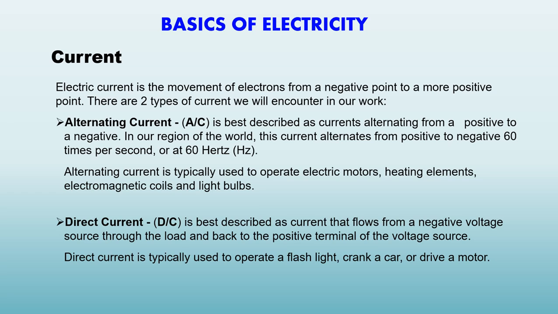The second type of current we will encounter is direct current, or DC current. It is best described as current that flows from a negative voltage source through the load and back to the positive terminal of the voltage source. Direct current is typically used to operate a flashlight, crank a car, or drive a motor.